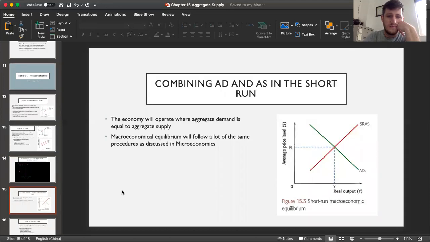So this idea of combining aggregate supply and aggregate demand, or really aggregate demand and short run aggregate supply, you can see here that it's a short run graph. That idea is very similar to the micro one. So this graph looks very similar. It's just the axes are labeled a little bit differently, and we're looking at a short run here instead of just supply.